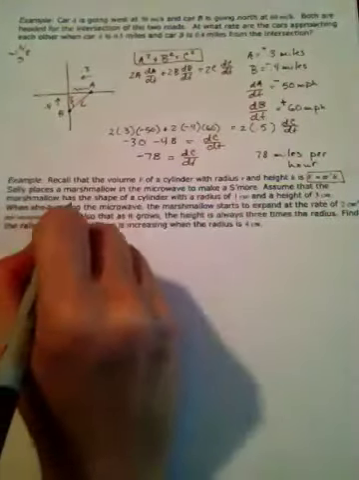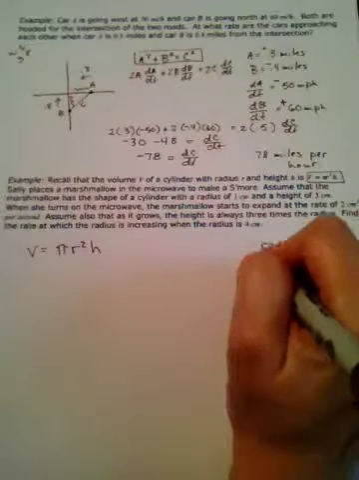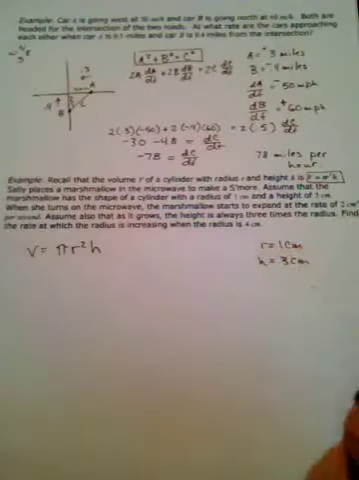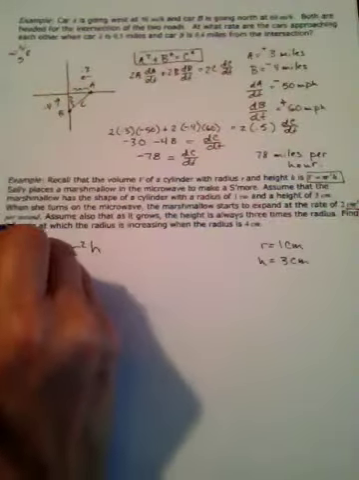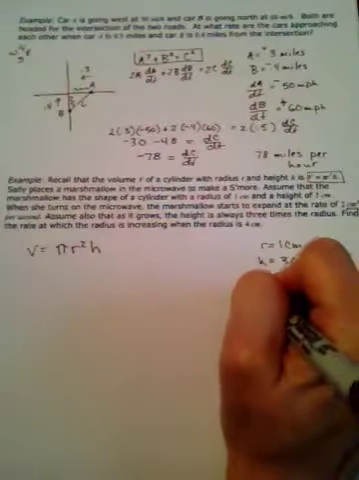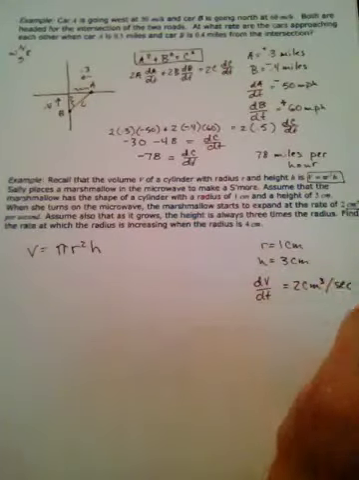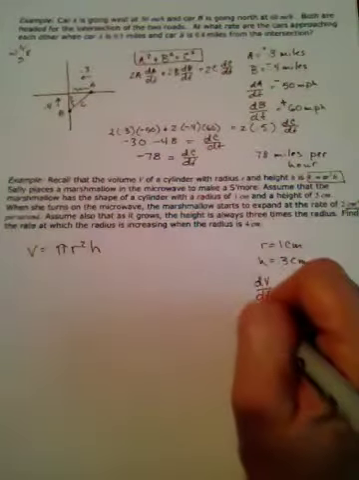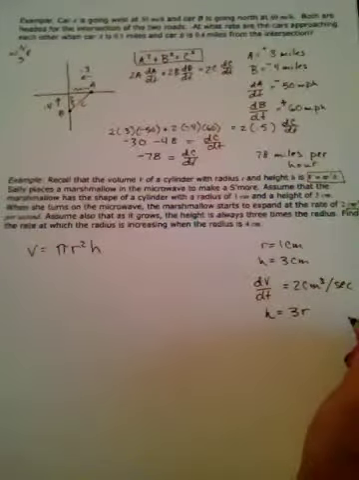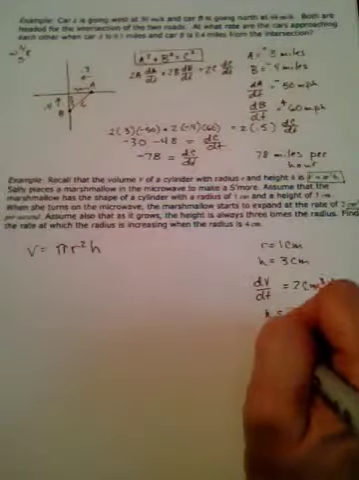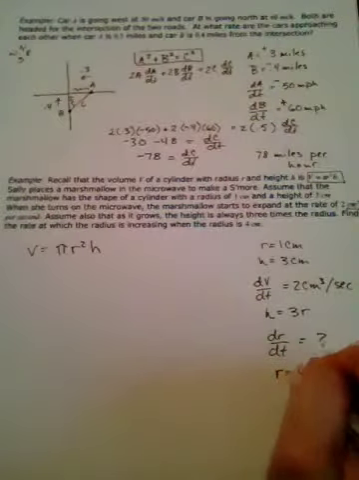As I go along, it says that it has a radius of 1 and a height of 3. When she turns on the microwave, it starts to expand at a rate of 2 centimeters cubed. Notice that that's volume per second. So they gave me dV dt equals 2 centimeters cubed per second. Also assume that as it grows, the height is always 3 times the radius. So my height equals 3 times the radius. Find the rate at which the radius is increasing, so find dr dt when the radius equals 4 centimeters.